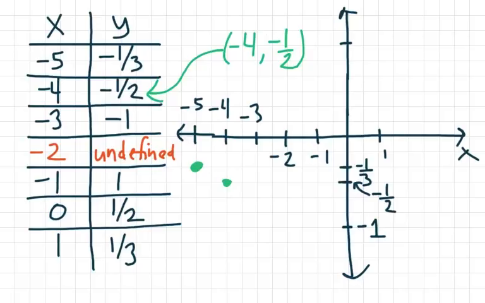And we'll go again with our next point. Kind of the pattern is developing. So x is -3, y is -1. That is going to be right down here. Okay, so I see those 3 points. I'll wait to connect them till I get the rest in.